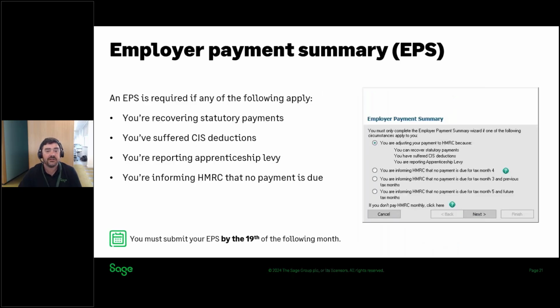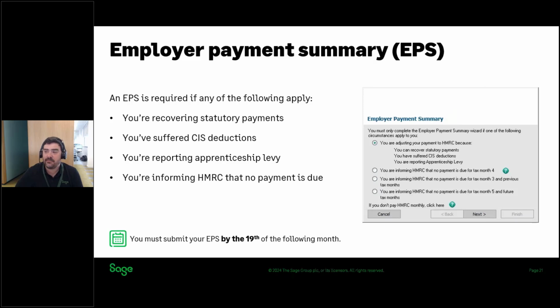So these are the reasons why an EPS would be required. Recovering statutory payments is the main one. Suffered CIS deductions that you need to report. You're paying apprenticeship levy, or you haven't employed anyone this month and you need to inform HMRC that no payment is due. And the deadline for that submission is the 19th of the following month.